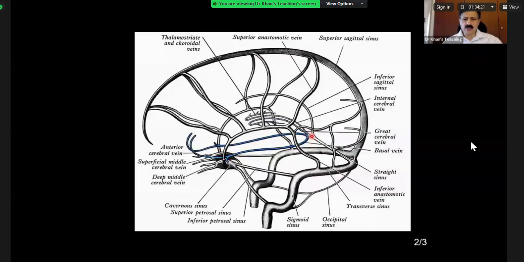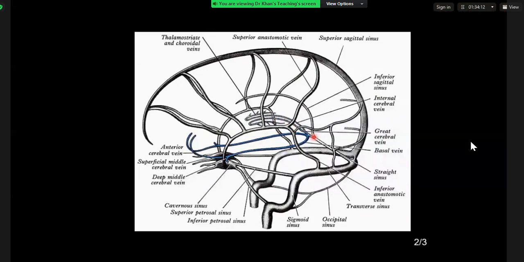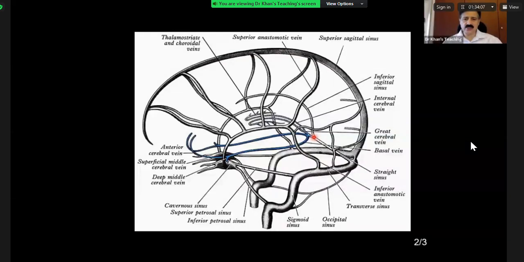Vein of Galen, this anatomy, internal cerebral vein, and vein of Galen is very important for two cases in the exam. One is vein of Galen aneurysm, and the second one is dural venous sinus, internal cerebral vein thrombosis, which we will come back to. So vein of Galen joins the inferior sagittal sinus to make the straight sinus, and it goes and joins the superior sagittal sinus. This is the confluence of sinuses.